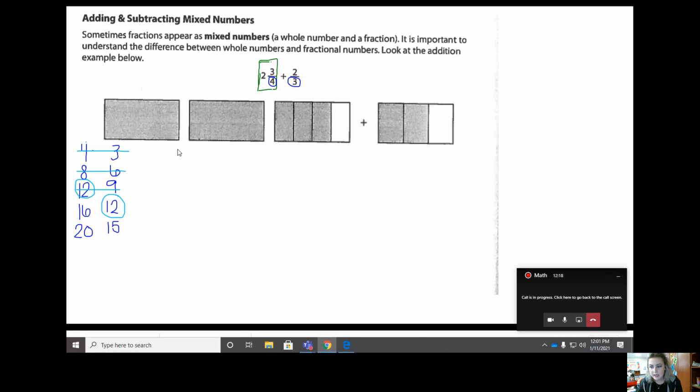Now, how are we going to get there? Well, as we just said, we have to multiply our denominator by whatever number to get 12. So 4 times what equals 12? Very good. 4 times 3 equals 12. So we'll add our x here for our times 3. Now, what we do to the bottom, we must do to the top. Very good.